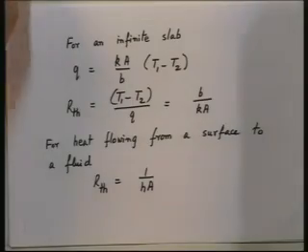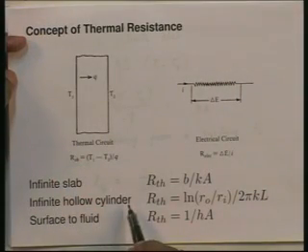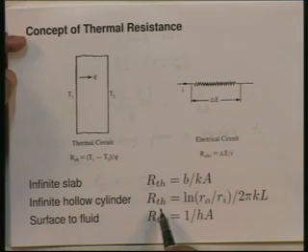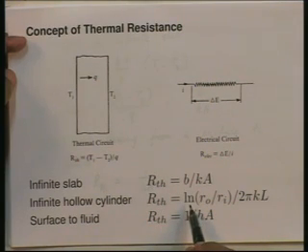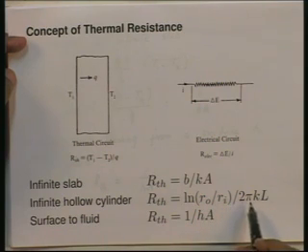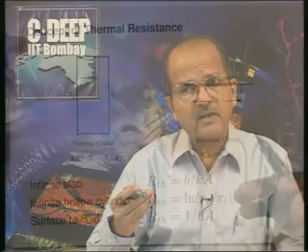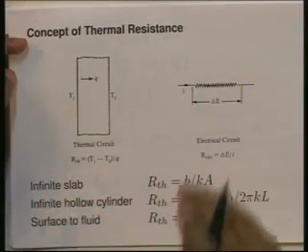For an infinite hollow cylinder, if I go back to the previous transparency, R_TH would be given by the logarithm to the base e of Ro by Ri divided by 2 pi K L. So, once I have an expression for heat flow rate and I have a definition for thermal resistance, I can write down what would be the thermal resistance for a given situation.